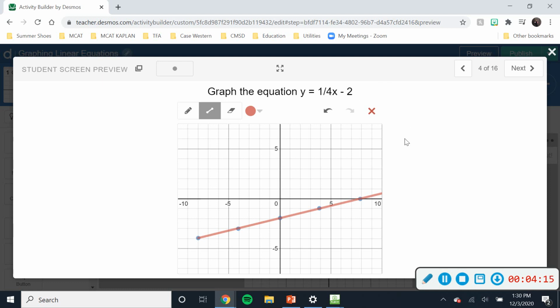So every time you graph, you always start the same way. Put a point on the y-intercept, follow the slope, either rise or run, and make sure that if it's a negative slope, you're starting by going down. If it's a positive slope, you start by going up.